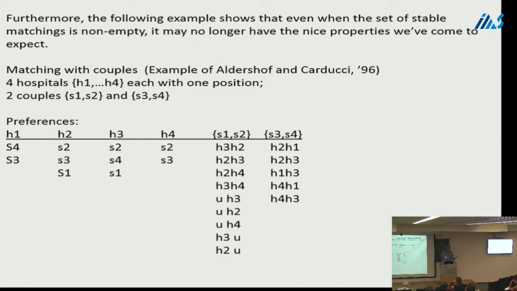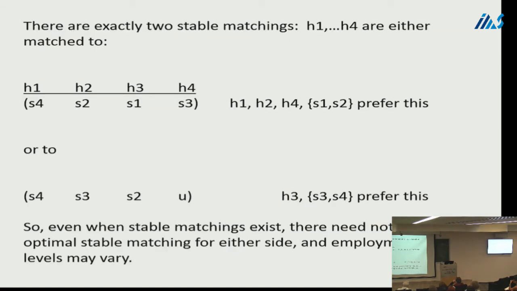All right. Another problem with couples is that even when the set of stable matchings is non-empty, the conclusions of the theorems that we learned may not hold. So here's an example with 4 hospitals and 2 couples, and you can work out that there are 2 stable matchings. And you notice that neither one is student optimal, because student 1 and student 2 prefer this one, but student 3 and student 4 prefer this one. And neither is it true that we have the rural hospitals theorem or the constant employment theorem, because everyone is employed at this stable matching, but somebody is unmatched and unemployed at this stable matching.